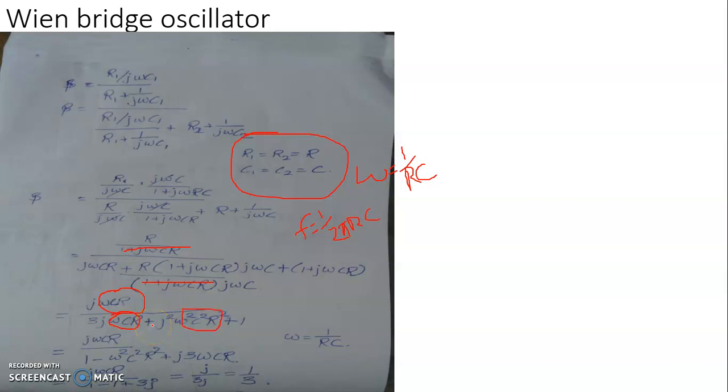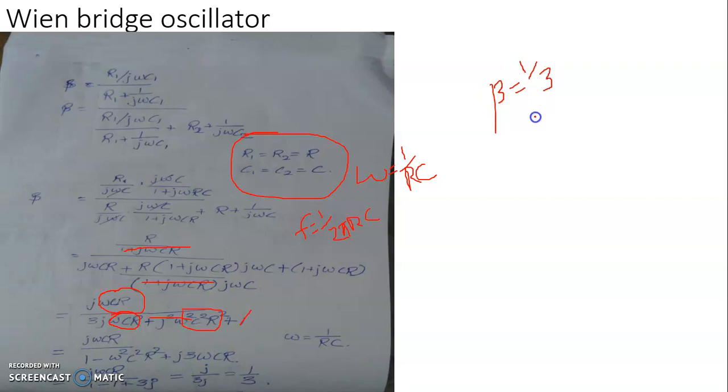And j square is minus 1. So this becomes j omega CR, that is j in the numerator, divided by 3j minus 1, since j square is minus 1, plus 1. So plus 1 and minus 1 vanish. What remains is j by 3j, that's equal to 1 by 3. So feedback fraction of this circuit is beta equal to 1 by 3.